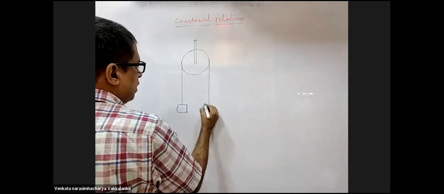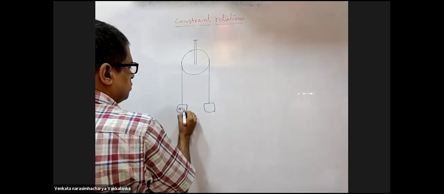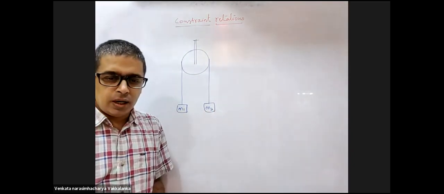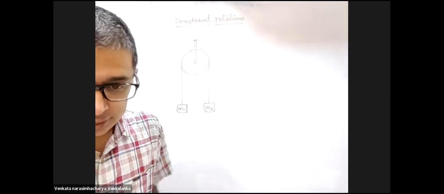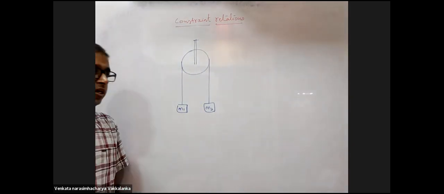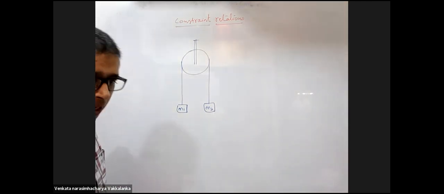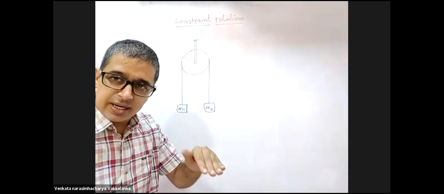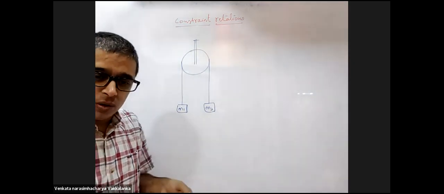This is one mass and this is one mass. This is M1 and M2. This is technically called Atwood's machine. Simple pulley in your language. How to write the dynamic equation, how to calculate the acceleration, everything will come in the next class.